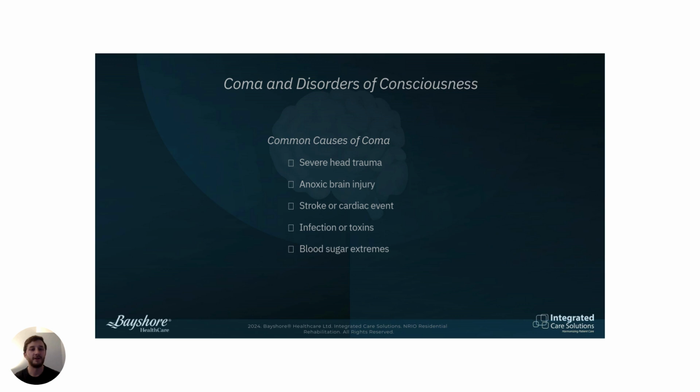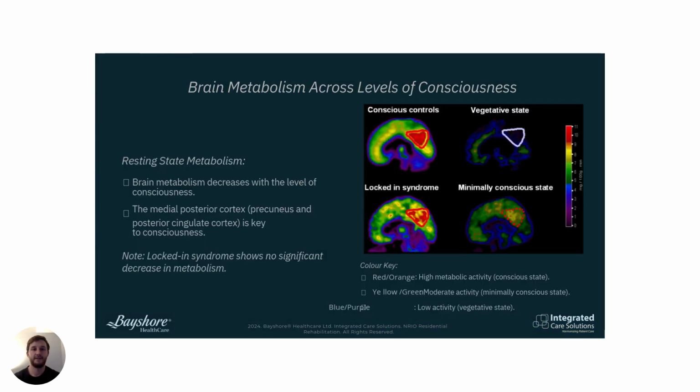Common causes of a coma are severe head trauma, brain injury, stroke, or cardiac events, infection or toxins, and blood sugar extremes. Brain metabolism across levels of consciousness. Here is an MRI brain scan of the different types of consciousness. The brain metabolism decreases with the level of consciousness, and the medial posterior cortex precuneus and posterior cingulate cortex is key to consciousness. Note that the locked-in syndrome shows no significant decrease in metabolism.